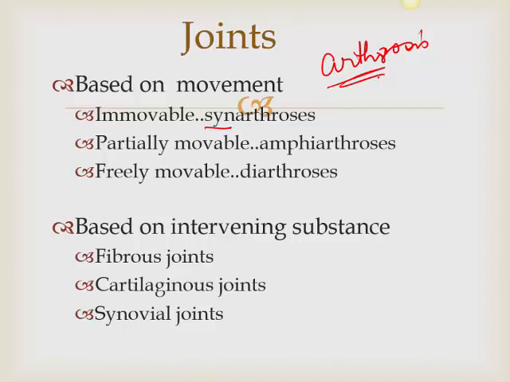A second type of joint is partially movable. Some amount of movement is possible. Such a joint is known as amphiarthrosis. And then we have joints which are freely movable. All types of movements are possible at this joint, and that kind of joint is called diarthrosis.